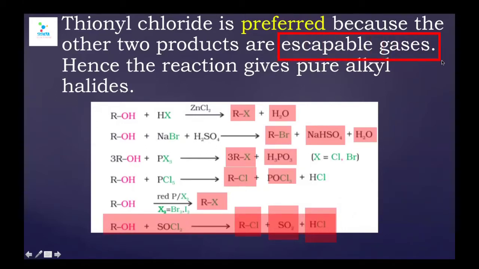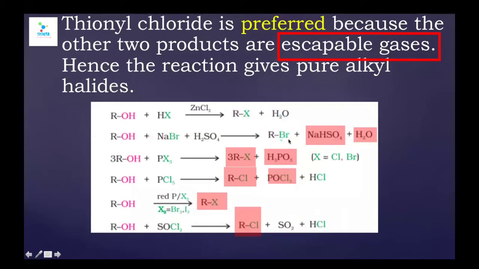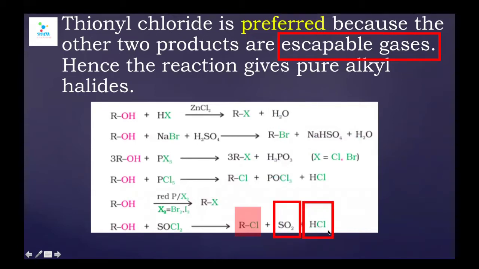So these are the gaseous products. This is one of the most important parts: alkyl halide is preferentially made from thionyl chloride. Why? Because the remaining two, SO2 and HCl, are easily volatile and easily escape out as gases. So what is left will be RCl, the alkyl halide.